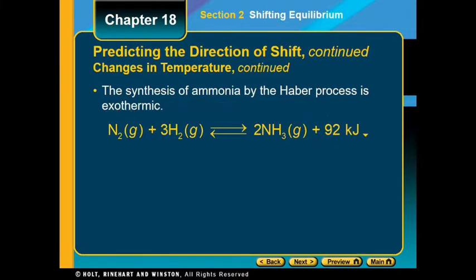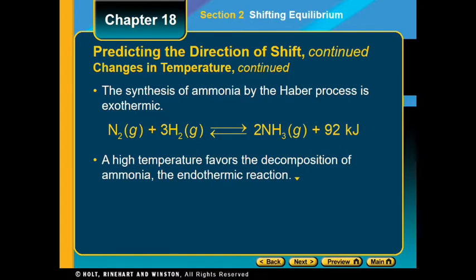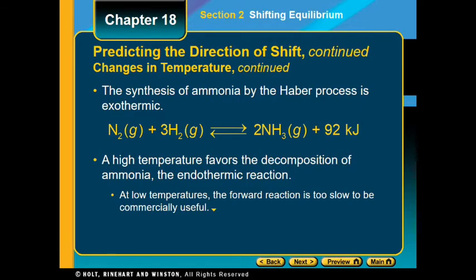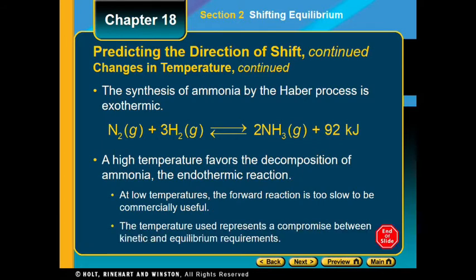So it is exothermic. A high temperature will favor the decomposition of ammonia. Ammonia is our product, which favors the endothermic reaction. So it would go back the other way. At low temperatures, the forward reaction is too slow to be commercially useful. So the temperature used represents a compromise between kinetic and equilibrium constants. So again, the temperature will affect what is going on right here.